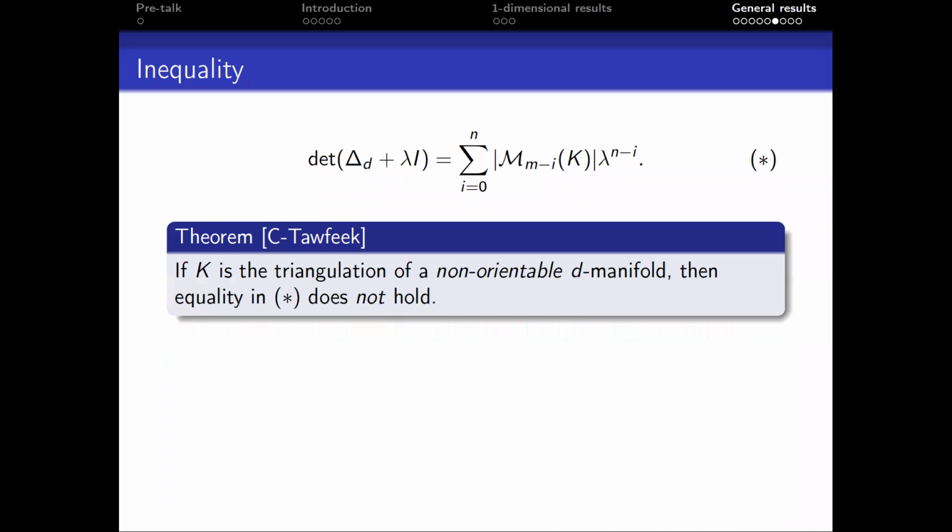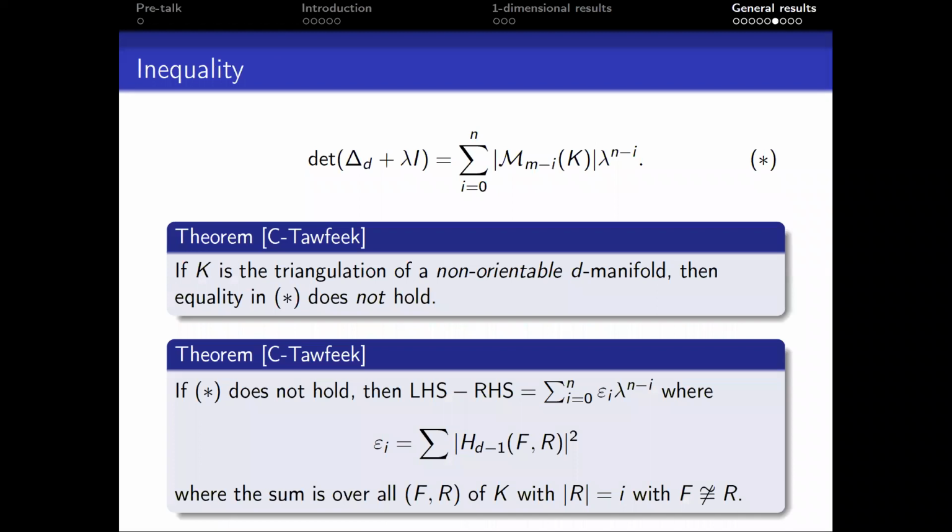Now the question is what happens when you have things that are non-orientable? The first observation is that this doesn't work. We found counterexamples in which you compute the characteristic polynomial, you see the coefficients, and they don't match the number of gradient vector fields. If it doesn't hold, there's a way to compute the error. The error is computed by these torsion-type terms, these squares.